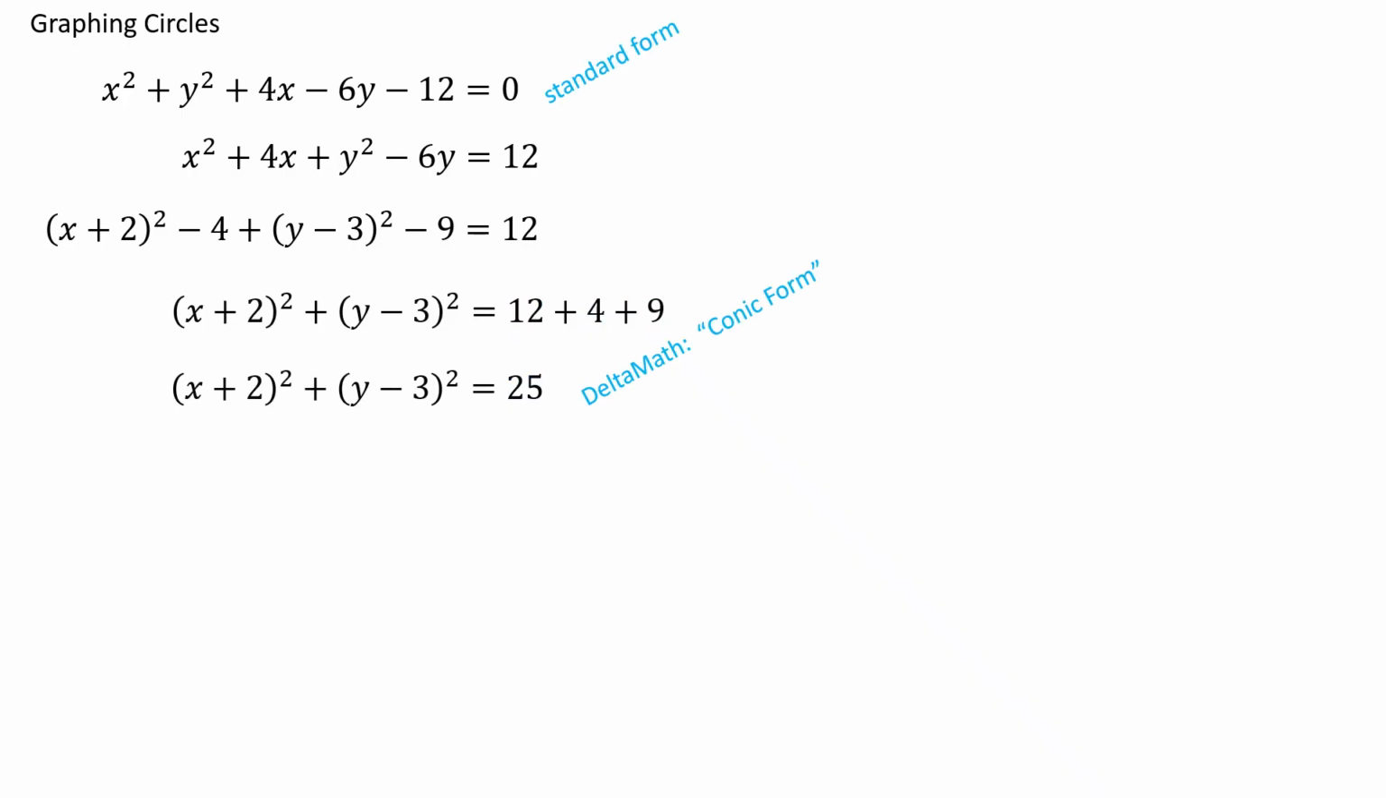The original problem is called standard form. The bottom line has many names. Delta Math calls it conic form. Either way, conic form or not, it is now ready to be graphed.